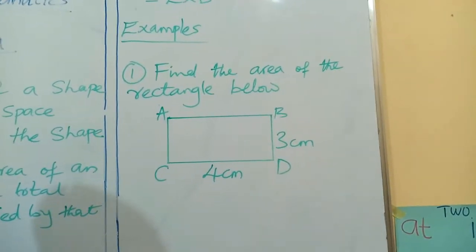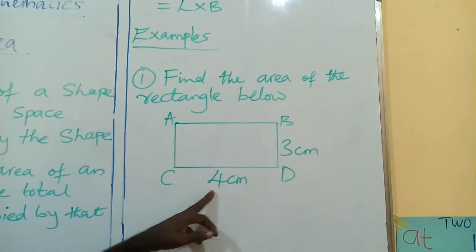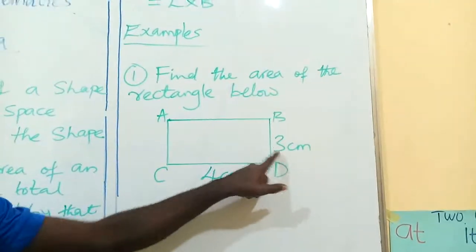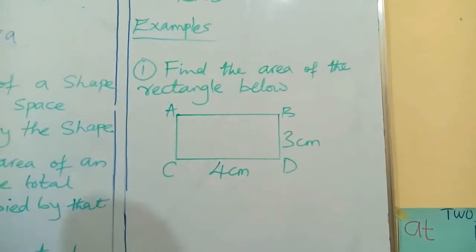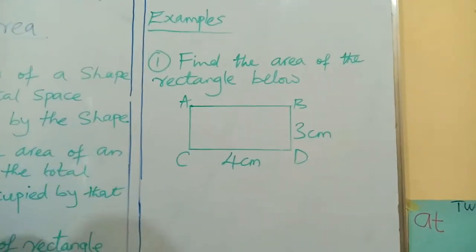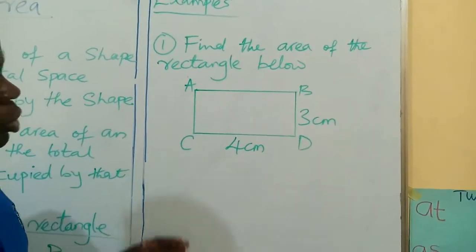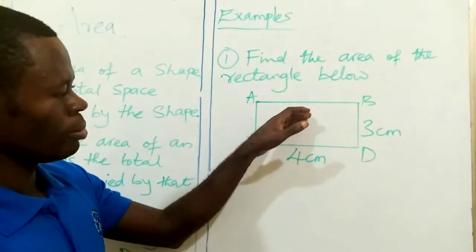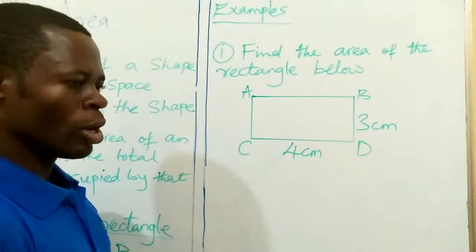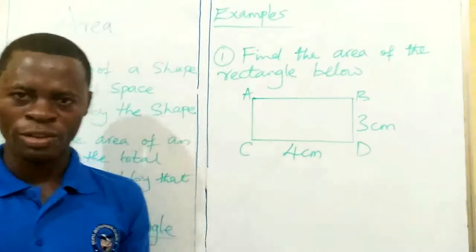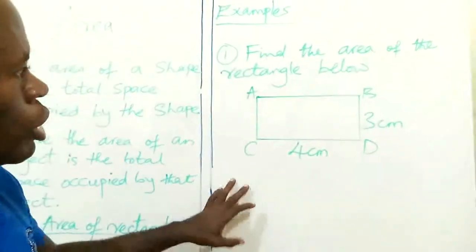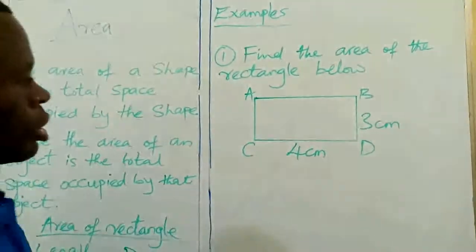Alright, I want you to understand that you can either write this here or here, because they are the same. Alright, so the next thing we are going to do is calculate the area of this shape, rectangle A, B, C, D. We are going to use 2 methods in solving this problem. Starting with the first method, which is the formula method.